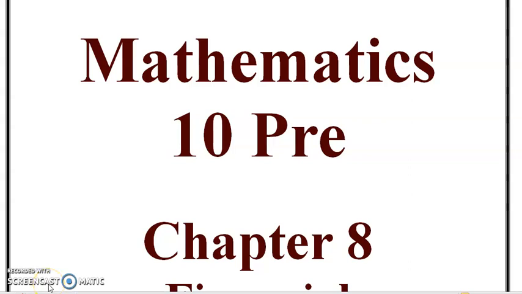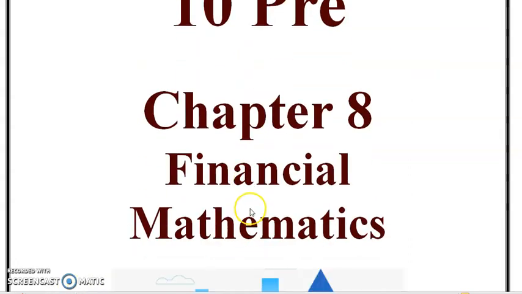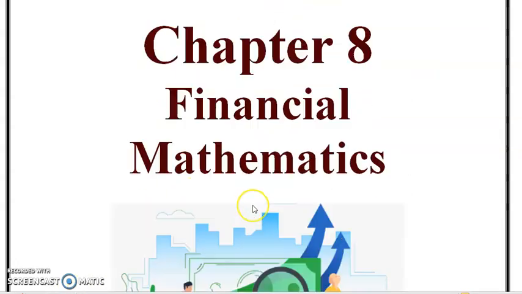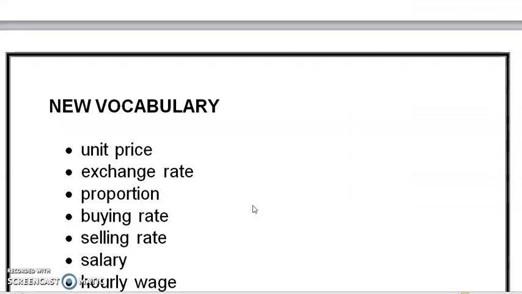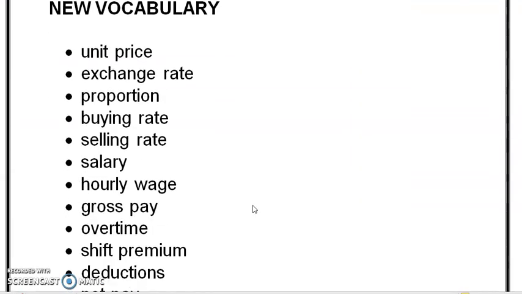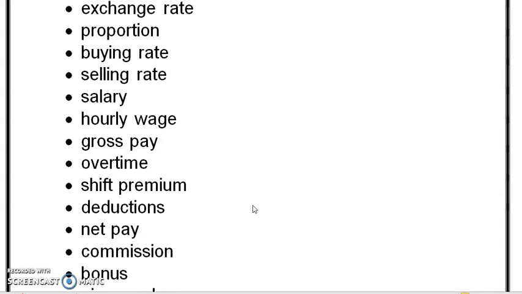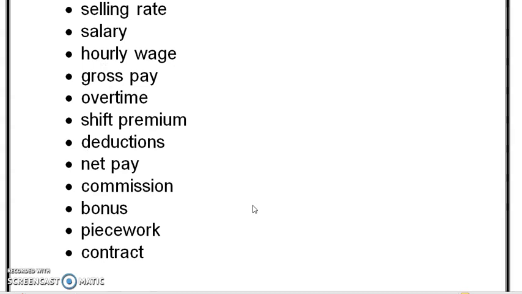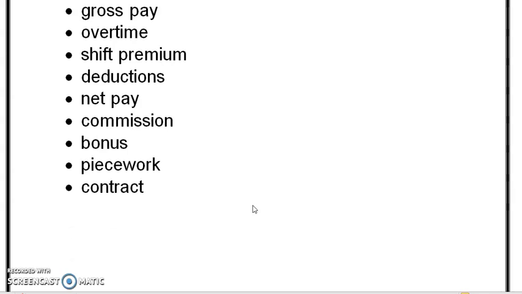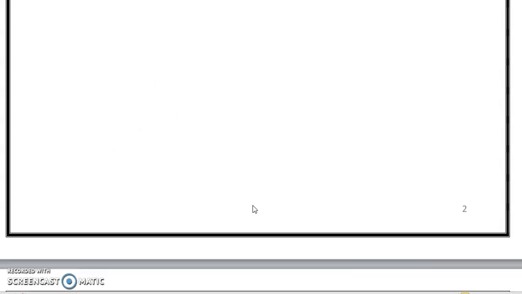Hello everybody, welcome back. Today we're going to be starting the final chapter of Math 10, Chapter 8, Financial Mathematics. Some of the new vocabulary we're going to learn about is unit price, exchange rates, proportions, buying and selling rates, salary, hourly wage, gross pay, overtime, shift premium, deductions, net pay, commission, bonus, piecework, and contract work.